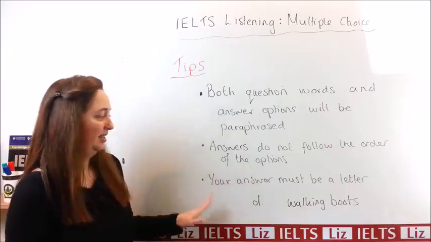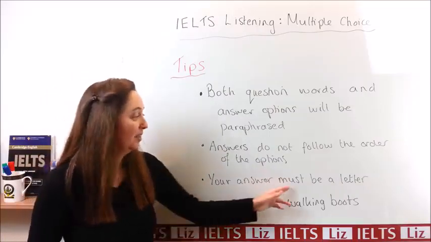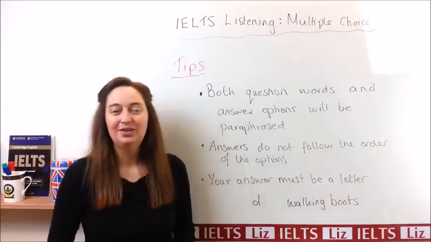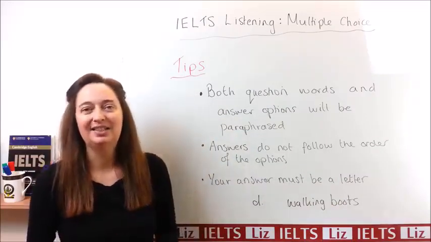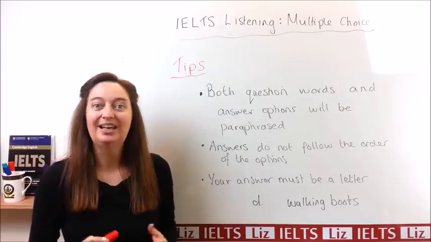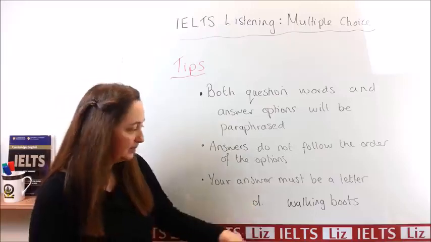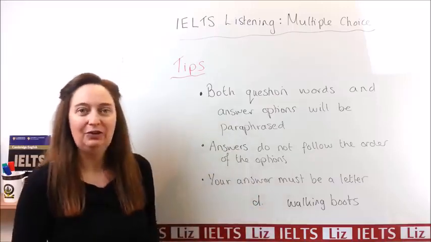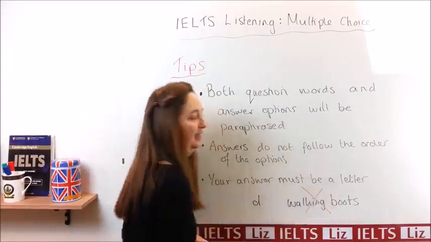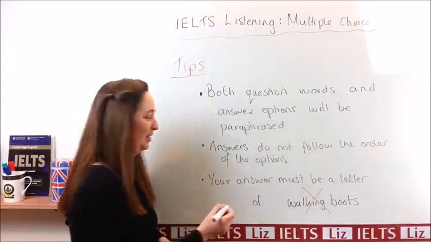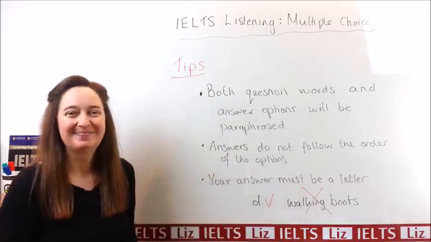And the last tip, this is one of the most important tips, is that your answer must be a letter. So when you transfer your answers to the answer sheet at the end of the test, make sure that you transfer the letter, not the word. One of the answers was D, walking boots. If you write walking boots on your answer sheet, the answer is wrong. So make sure that you write the letter and not the words.